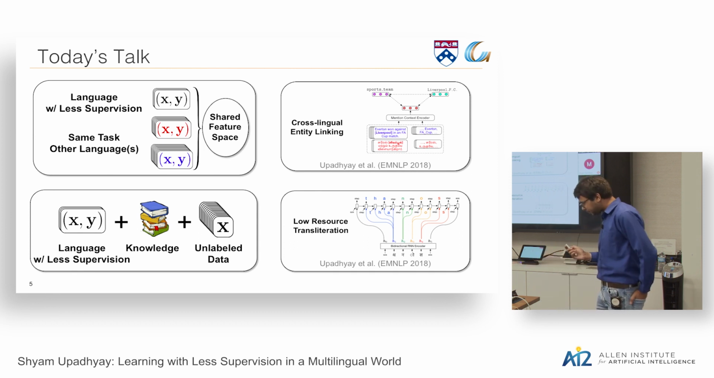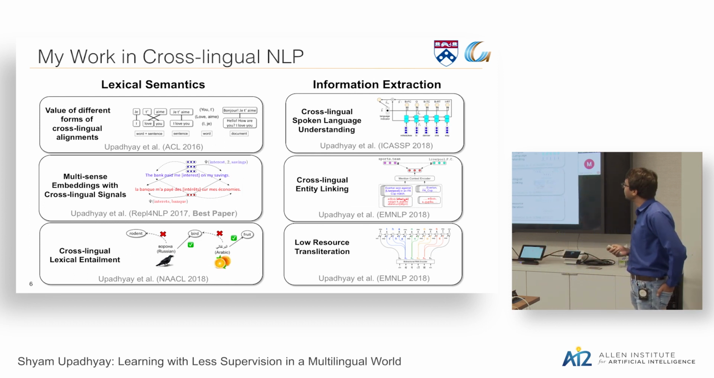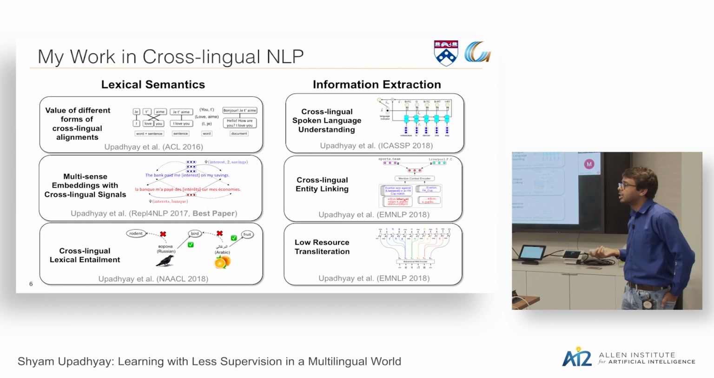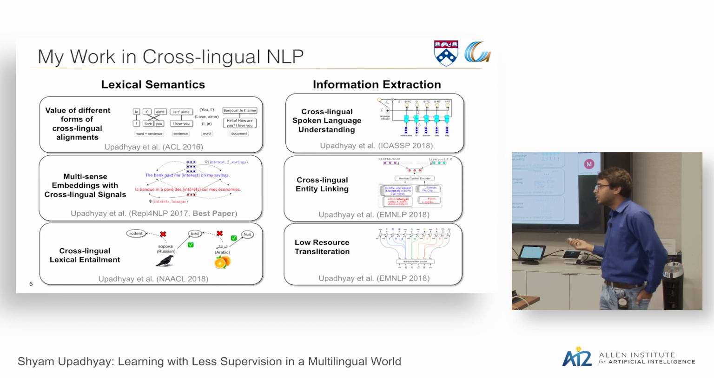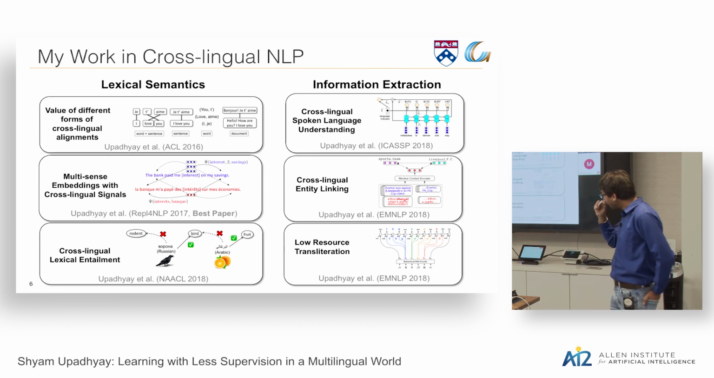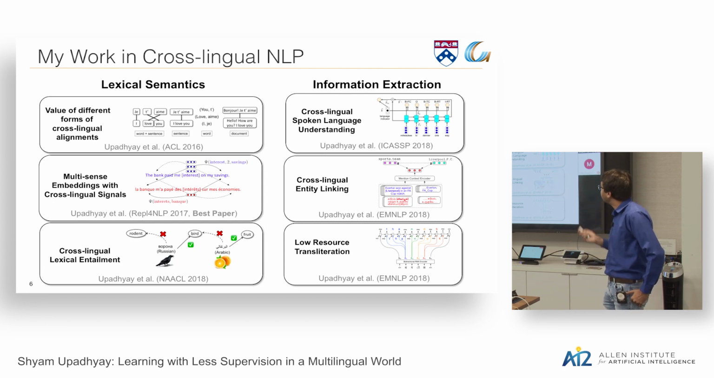All right, so before I begin, I just want to highlight some of my previous work in cross-lingual language understanding. In the first part of my thesis, I worked mostly on lexical semantics, or understanding the relationship between words in different languages and how we can learn or identify these relationships and use them for downstream tasks. And more recently, I have focused on using these representations for doing downstream tasks in information extraction, and that is the focus of today's talk.